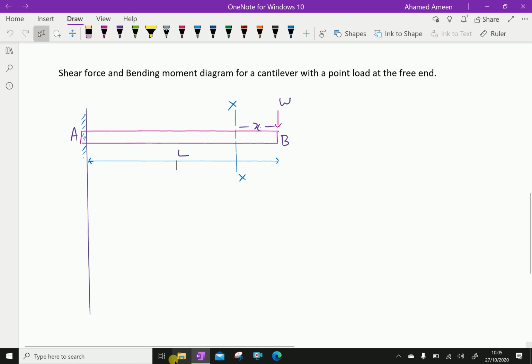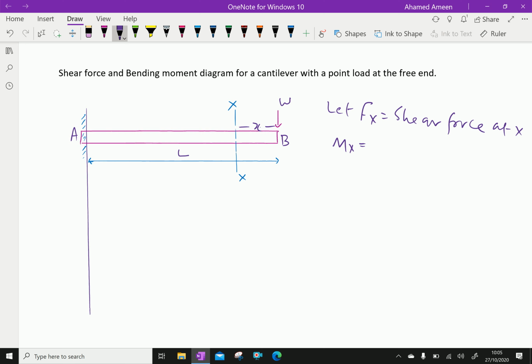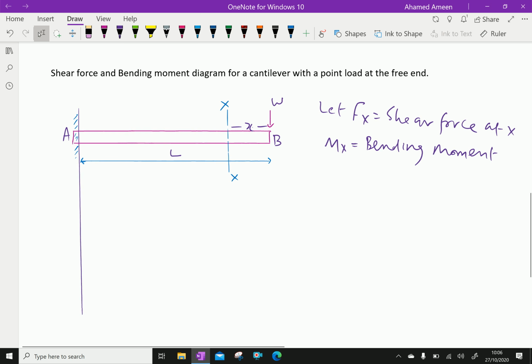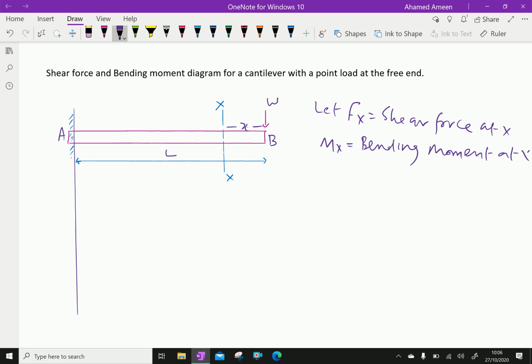Now let Fx equal the shear force at X, at point X. Also Mx, the bending moment at X. Take a section X at a distance x from the free end B.